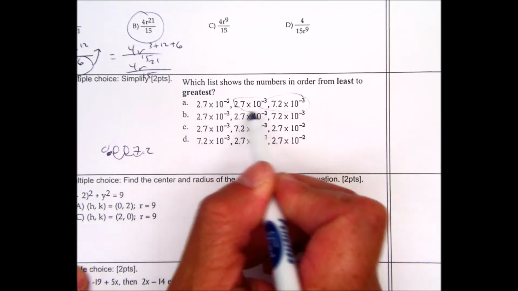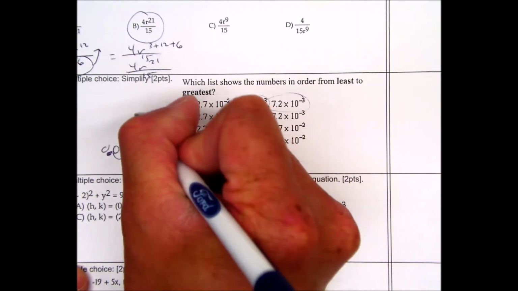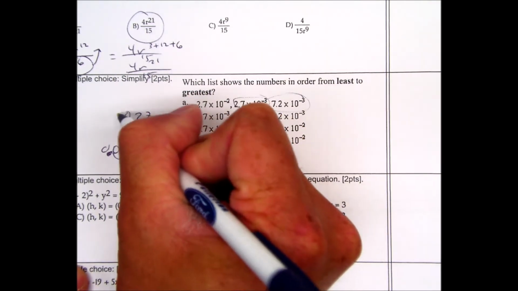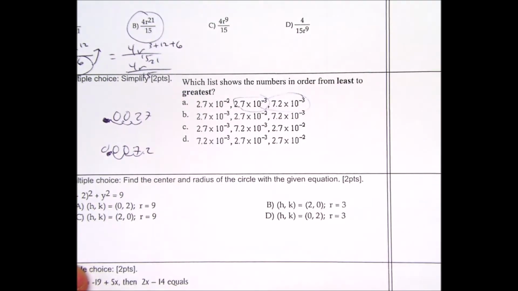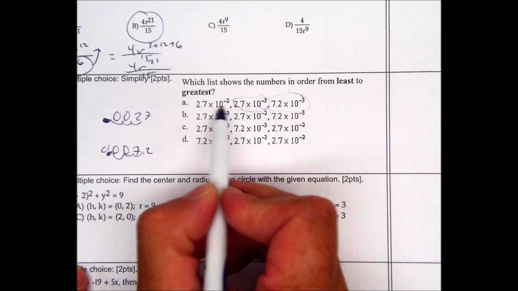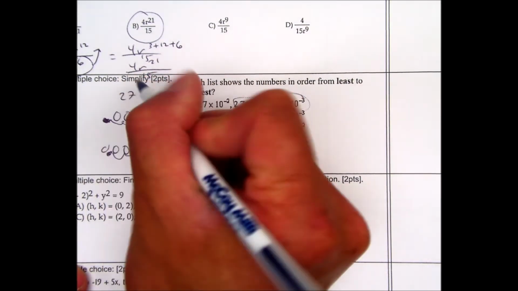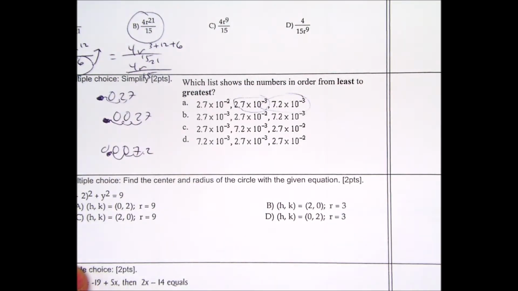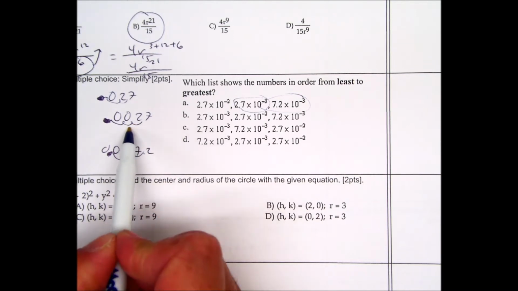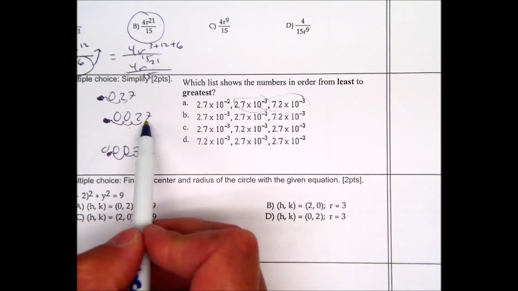I'll go ahead and convert this one. Just want to see what it looks like. 2.7. So 1, 2, 3 left. And then I have 2.7 to the -2. So 1, 2. So this one here is my smallest number, 0.0027.